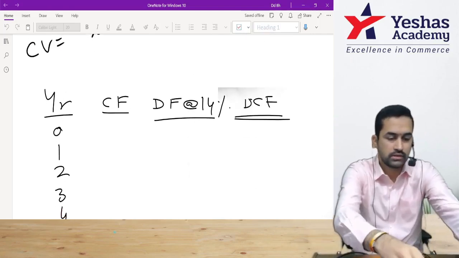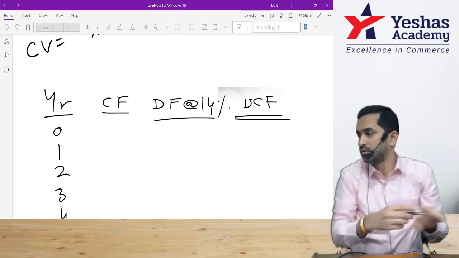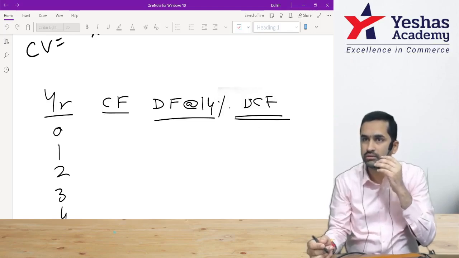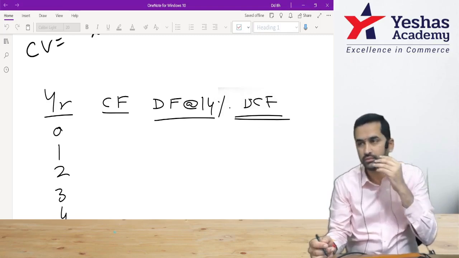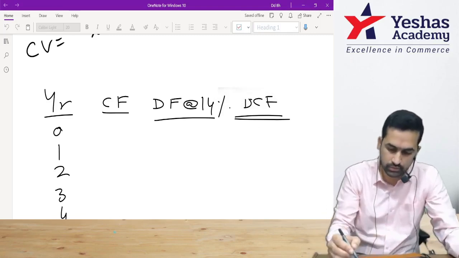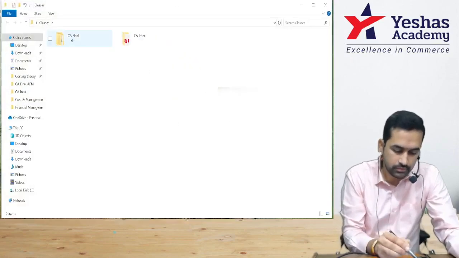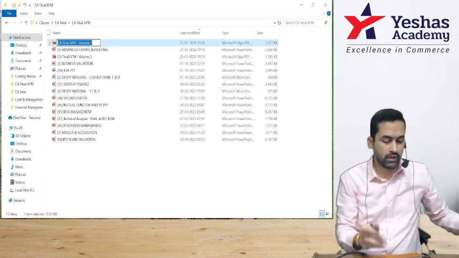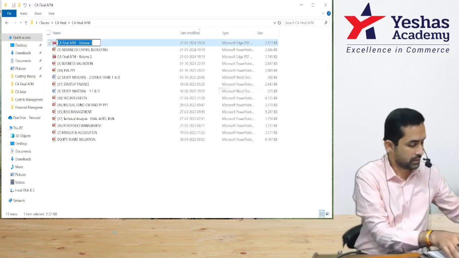Yesterday's last discussion was on risk adjusted discount rate. If you have not marked yet, please make a note there. It is suitable for multiple choice questions only. Even the next method is suitable for MCQ, that is certainty equivalent coefficient method, CE method.